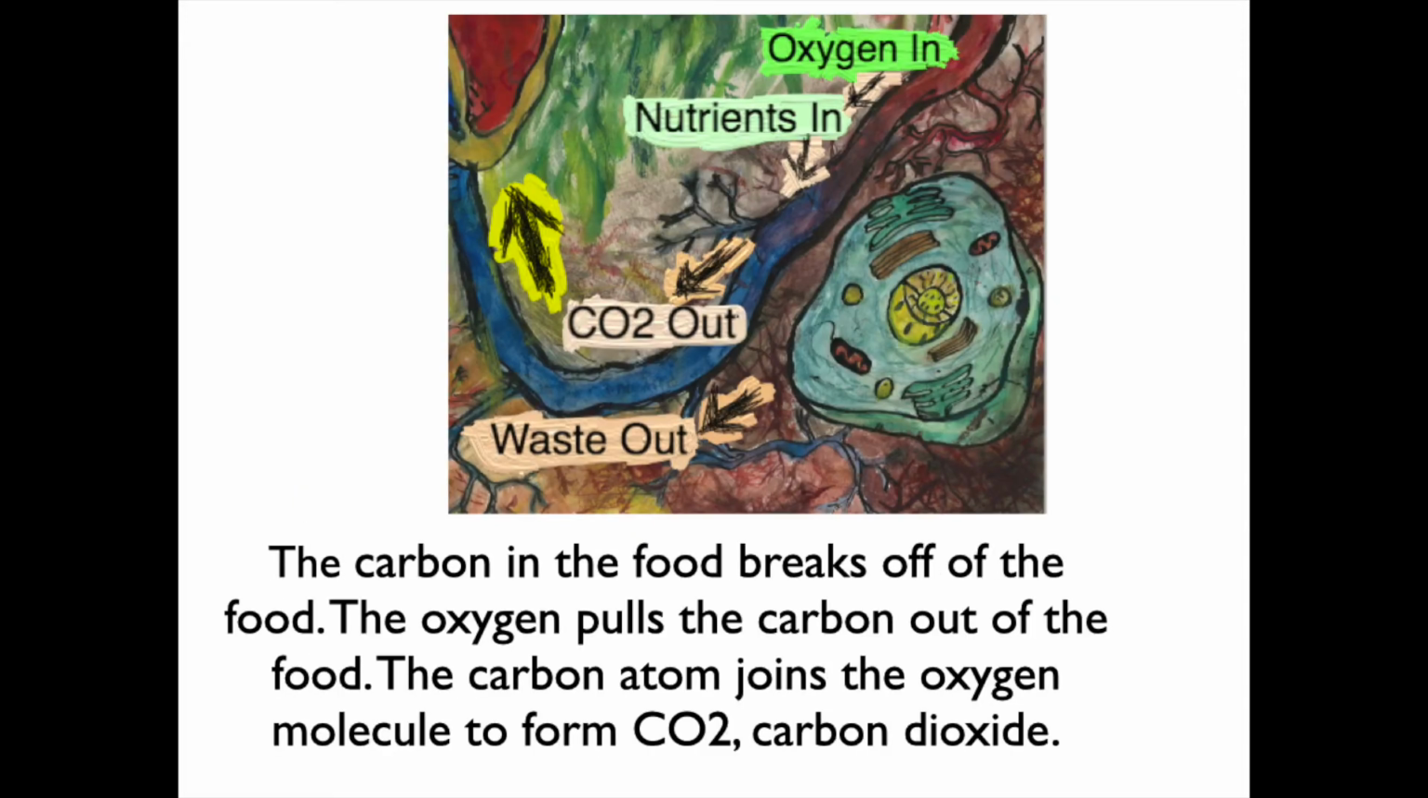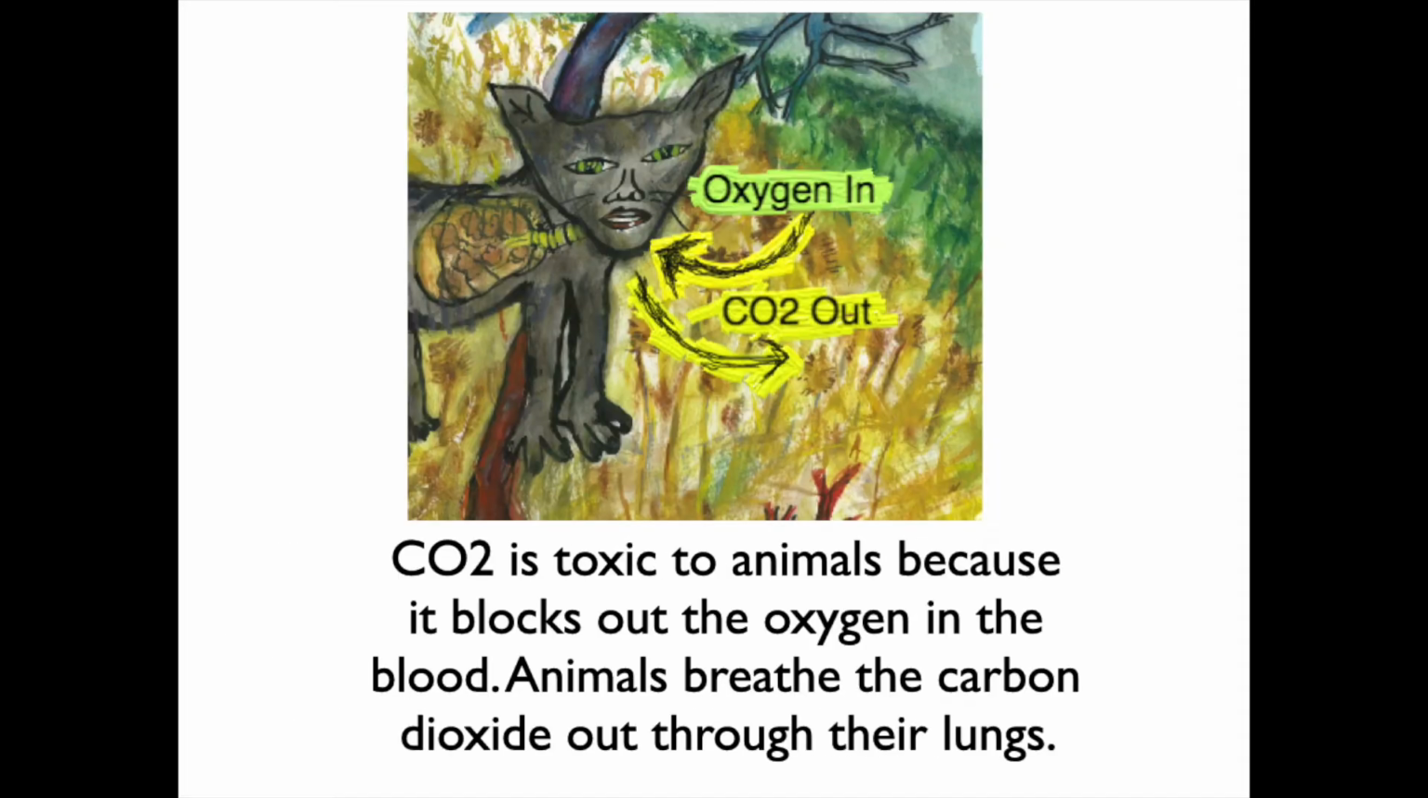The carbon in the food breaks off of the food. The oxygen pulls the carbon out of the food. The carbon atom joins the oxygen molecule to form CO2, carbon dioxide. CO2 is toxic to animals because it blocks out the oxygen in the blood. Animals breathe the carbon dioxide out through their lungs.